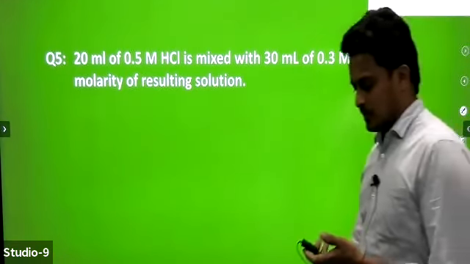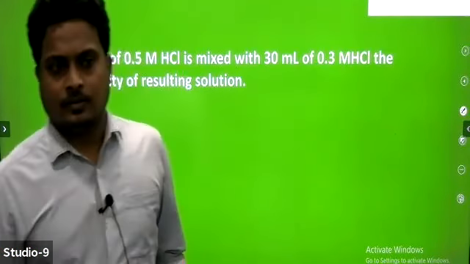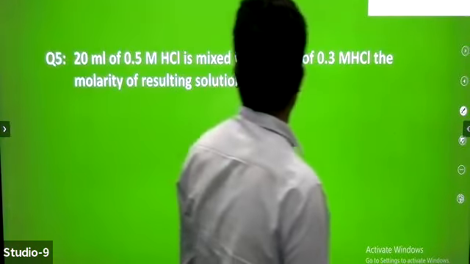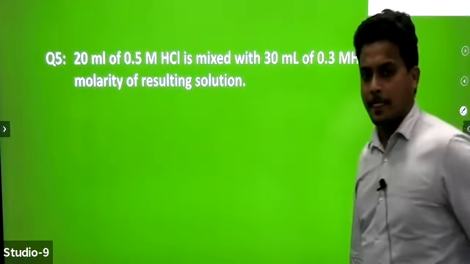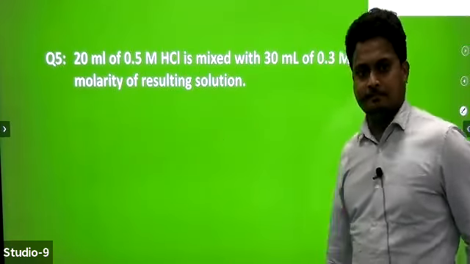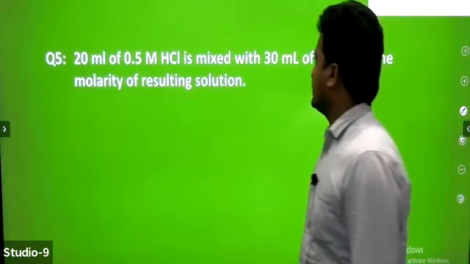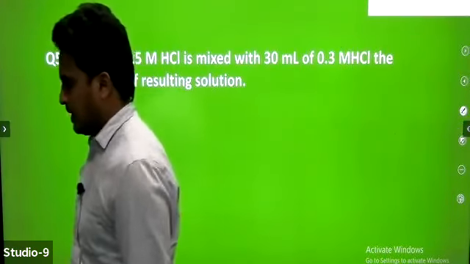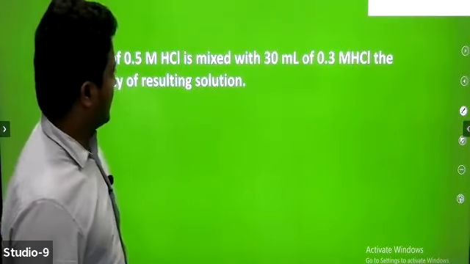Right. Write another question. 20 ml of 0.5 molar HCl is mixed with 30 ml of 0.3 molar HCl. Find the molarity of the resulting solution.